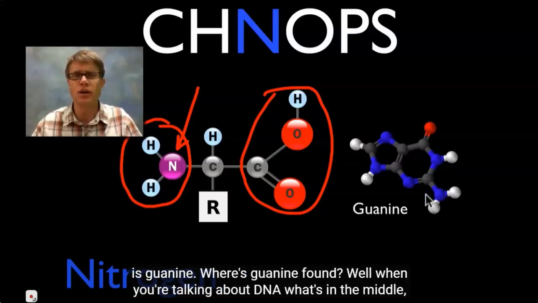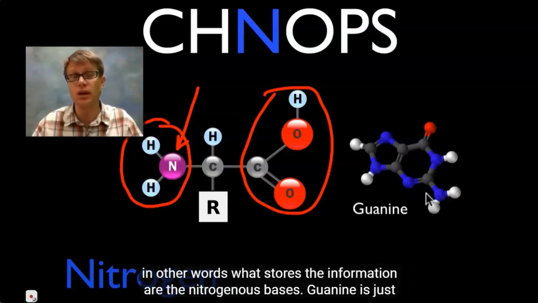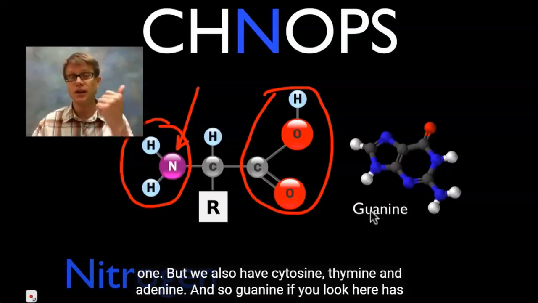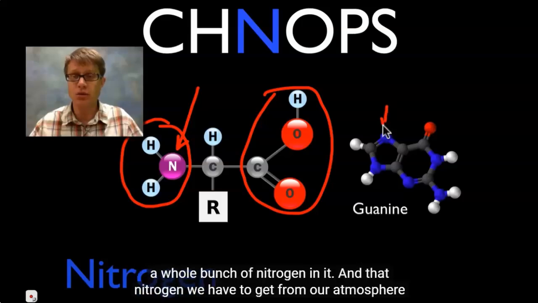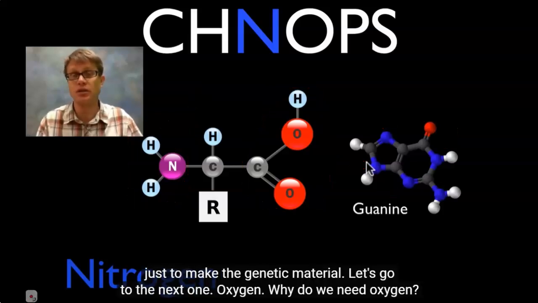This over here is guanine. Where's guanine found? Well, when you're talking about DNA, what's in the middle, in other words, what stores the information, are the nitrogenous bases. Guanine is just one, but we also have cytosine, thymine, and adenine. And so guanine, if you look here, has a whole bunch of nitrogen in it. And that nitrogen we have to get from our atmosphere just to make the genetic material.